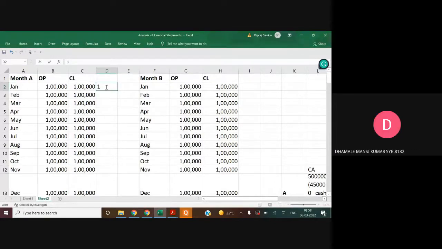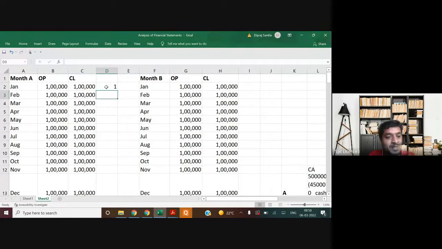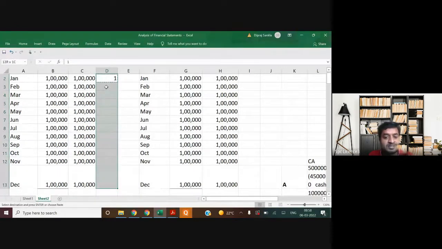Yes, sir. Okay, same thing is happened in the month of February. In the month of February, same thing. In the month of November, so same thing in the month of December, same thing is happened.